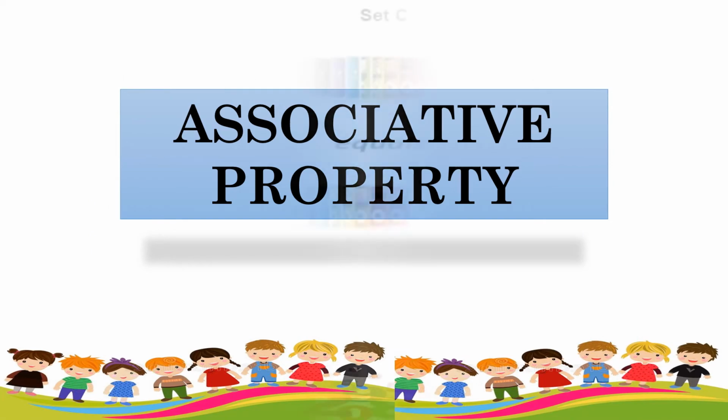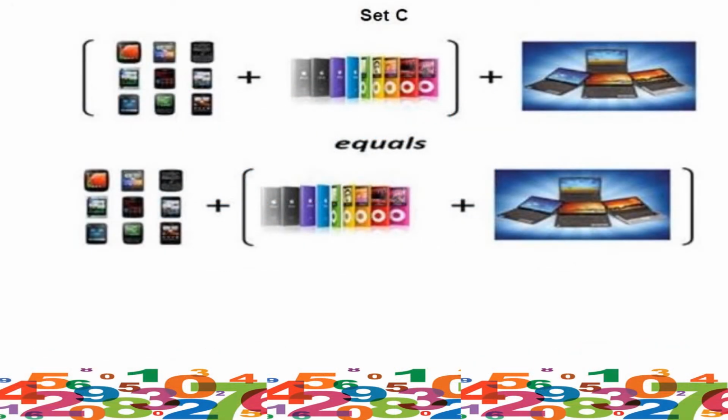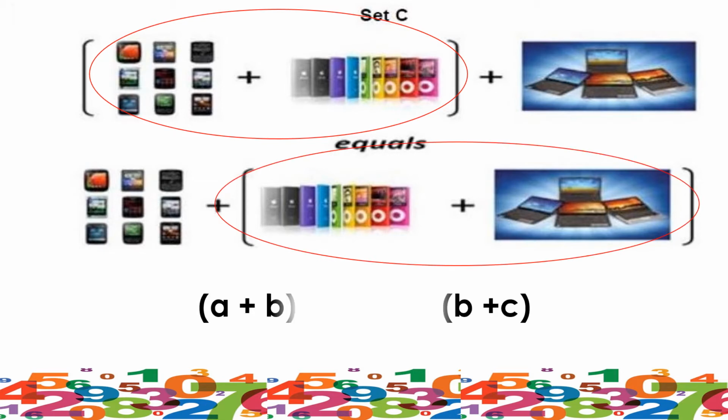Associative property. Example, 9 cell phones plus 9 iPods plus 4 laptops equals 9 cell phones plus 9 iPods plus 4 laptops. If we add three numbers together, the sum remains the same even if we carry out the first addition first or the second addition first. Then, (a plus b) plus c equals a plus (b plus c). This is known as the associative property of whole numbers. Let's check it out for integers.